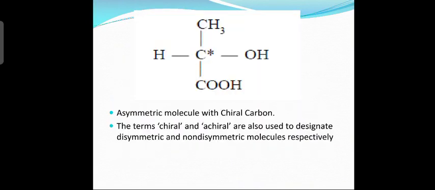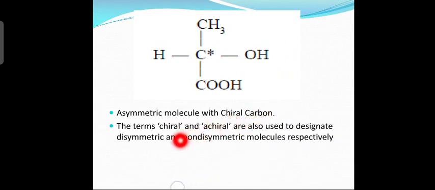Next slide. So here is an example of lactic acid. You can see the asymmetric, or chiral, carbon atom at the center. A methyl group is linked, an OH group is linked, a carboxyl group is linked, and a hydrogen atom. You can see all 4 groups are different. So this is an example of an asymmetric molecule with a chiral carbon atom.